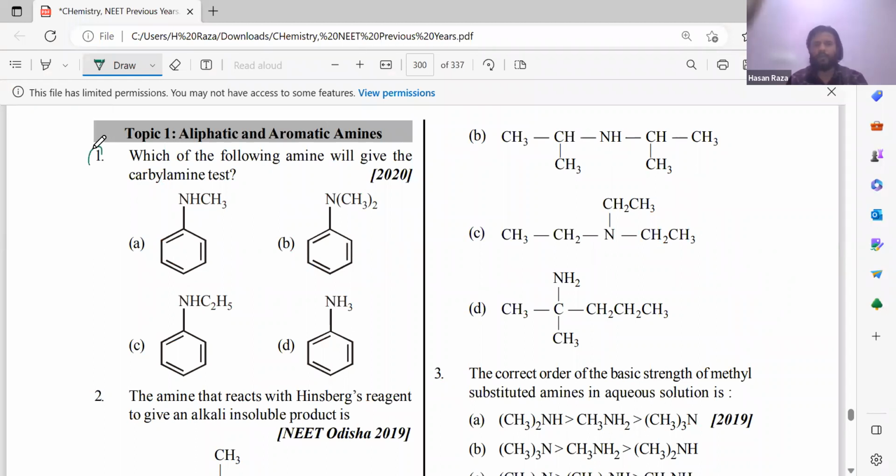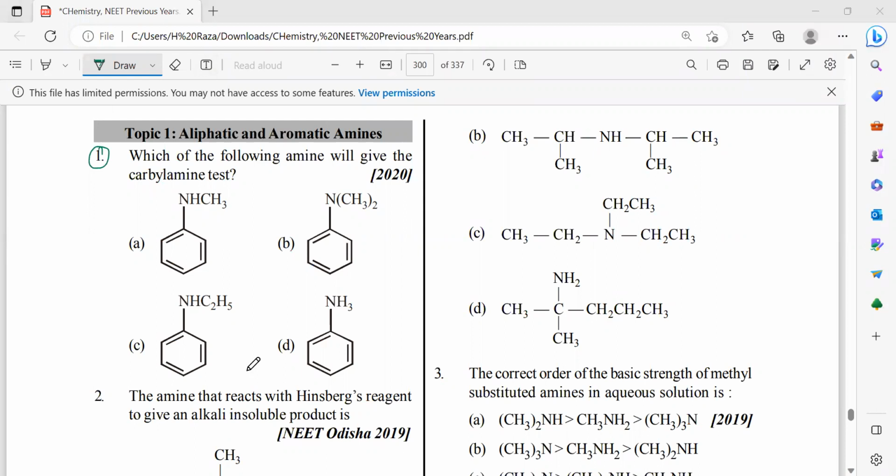So this is the first question. Please do it. Which of the following amines will give a carbylamine test? Carbylamine test to distinguish between primary and aromatic hydrocarbons. What is the answer?